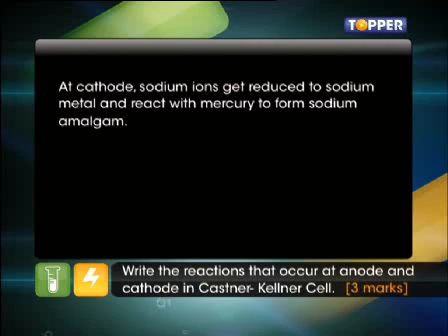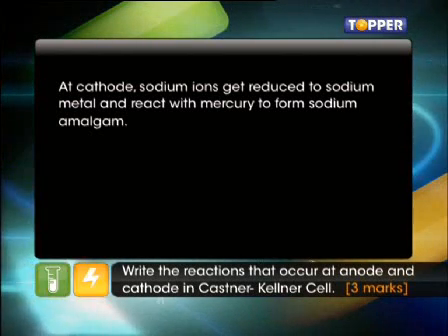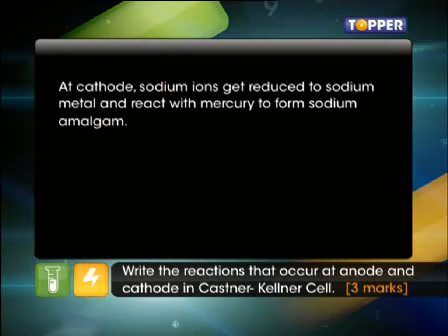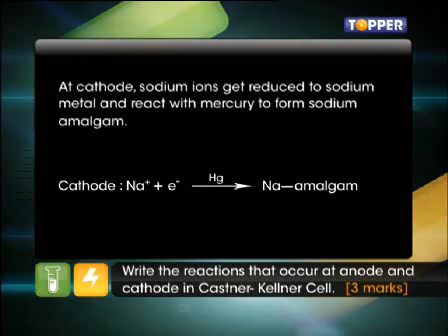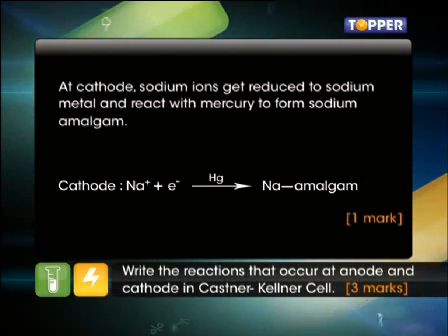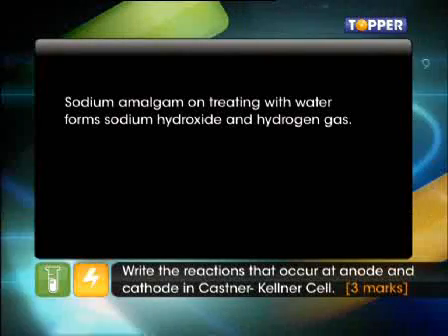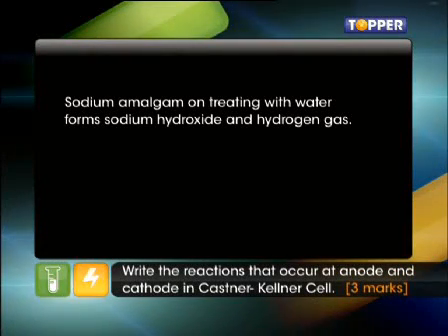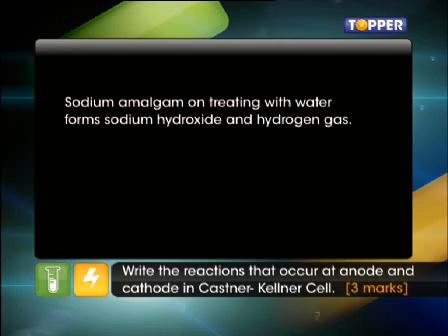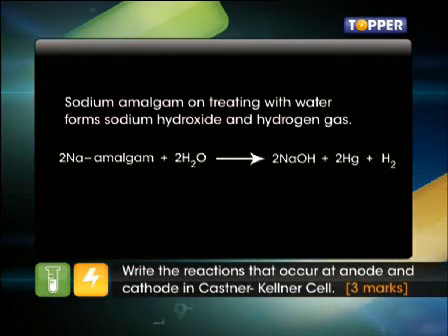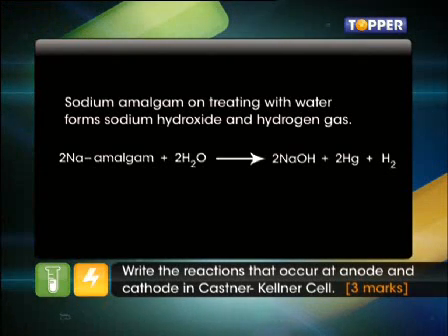While sodium ions get reduced to sodium metal at cathode and reacts with mercury, forming sodium amalgam. Writing the explanation and reaction will fetch you another 1 mark. Sodium amalgam on treating with water forms sodium hydroxide and hydrogen gas. Please remember that writing the explanation and reaction will fetch you the last 1 mark.